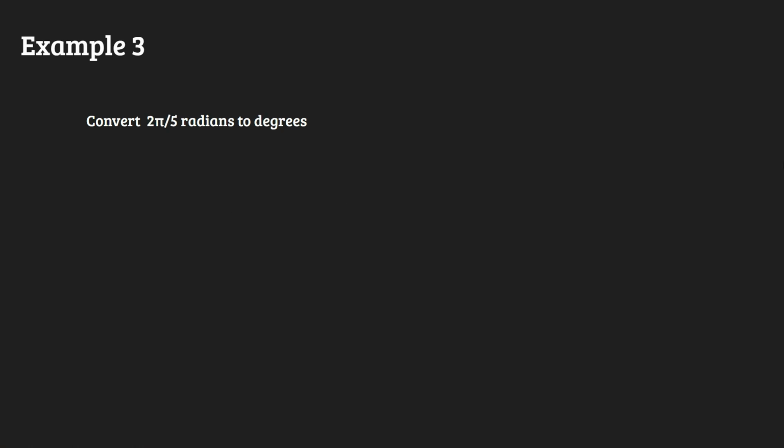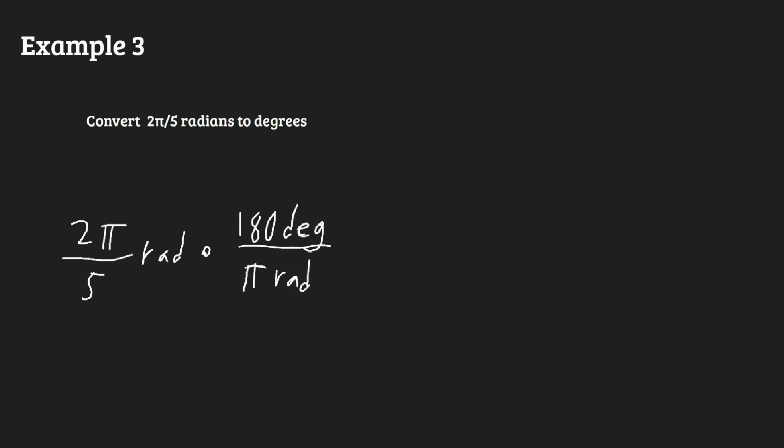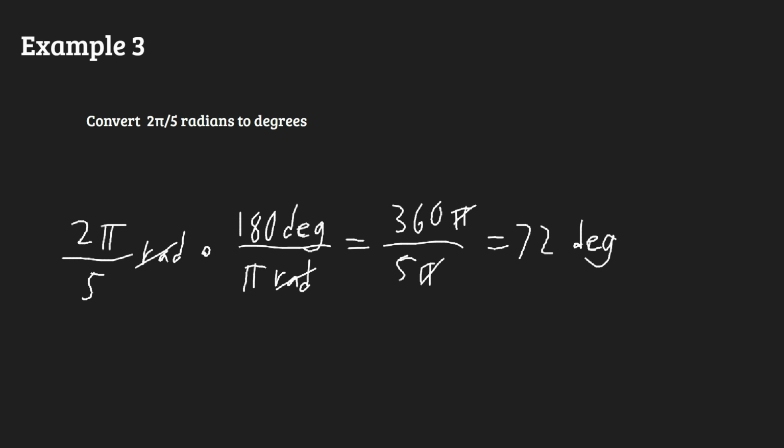So in this third example here, we are going to convert 2 pi over 5 radians to degrees. And we are going to do this in basically the same way we did the previous problem. So we have 2 pi over 5 radians, and we are going to multiply this by 180 degrees over pi radians. So the radians cancel out here, and then we're going to get 360 pi divided by 5 pi. The pi's are going to cancel out, and then 360 divided by 5 is just equal to 72 degrees. And that's our final answer.